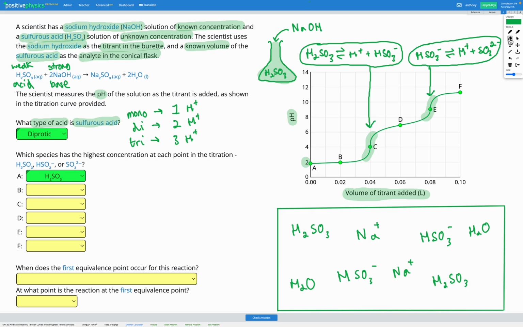We're not going to show H2O on our diagram though, just to make sure it's staying nice and simple and not too complicated. So at this point, we had 4 H2SO3 to start with. We added 2 NaOH, and that converted 2 of our H2SO3s into HSO3 minus. So at this point, we have equal amounts of our H2SO3 and our HSO3 minus, because we've added half as much NaOH as we started with. So that is going to be our half equivalence point here at B. That's going to be our first half equivalence point.